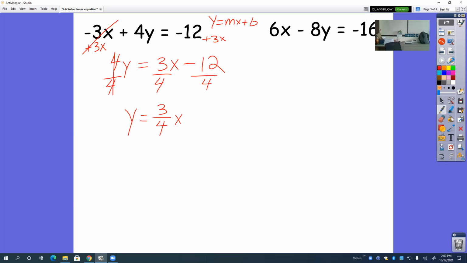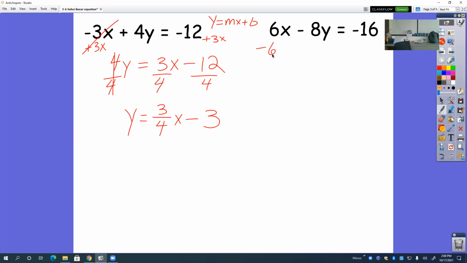x, that would be my slope in this case. Negative 12 divided by 4, negative 3. There's my equation. y equals 3/4 x minus 3. Okay. And then last example.